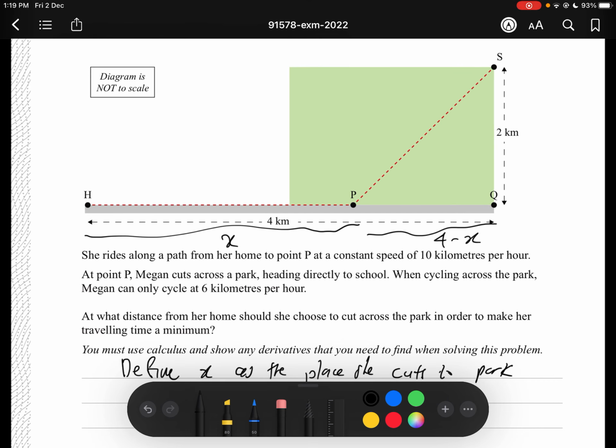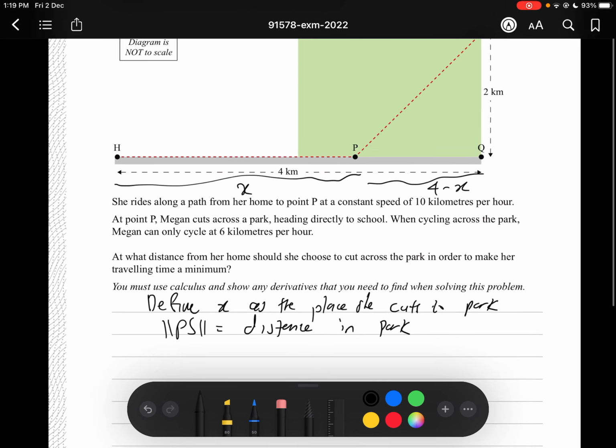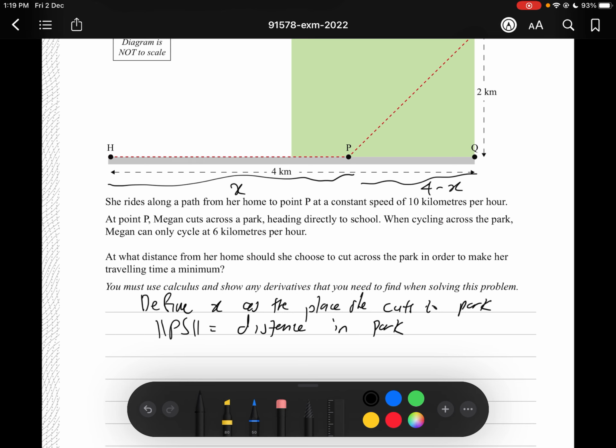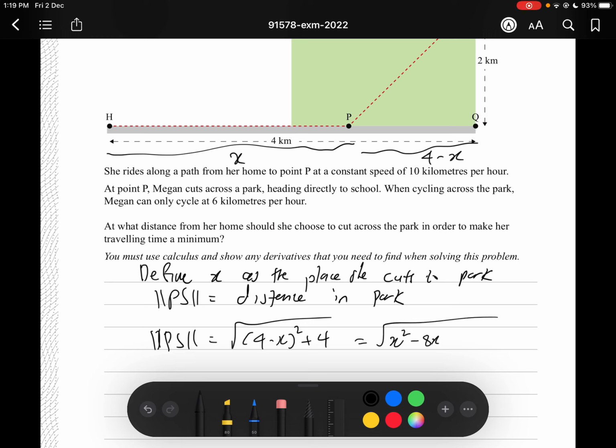Alright, so looking here, we have a right angled triangle. So we have 4 minus x and 2. And we have the hypotenuse, which is the distance in the park. So we have PS here is equal to the distance in park. And what is PS? We can use the Pythagoras theorem. We can just find c squared. So we have PS equals the square root of (4 minus x) squared plus 2 squared, which is 4. That is equal to the square root of x squared minus 8x plus 16 plus 4. And that is equal to the square root of x squared minus 8x plus 20.